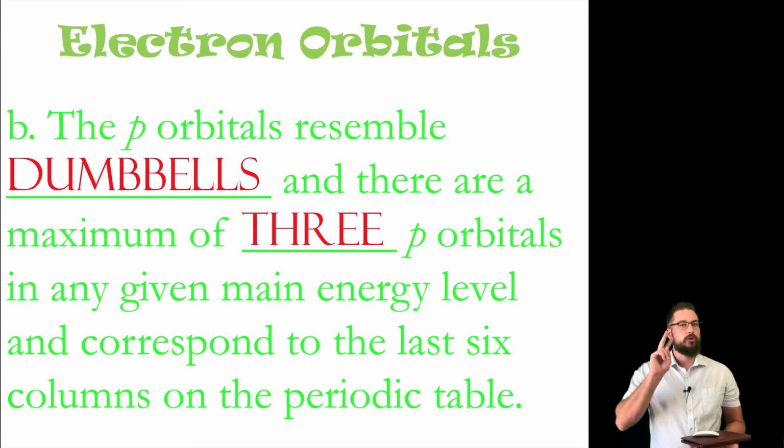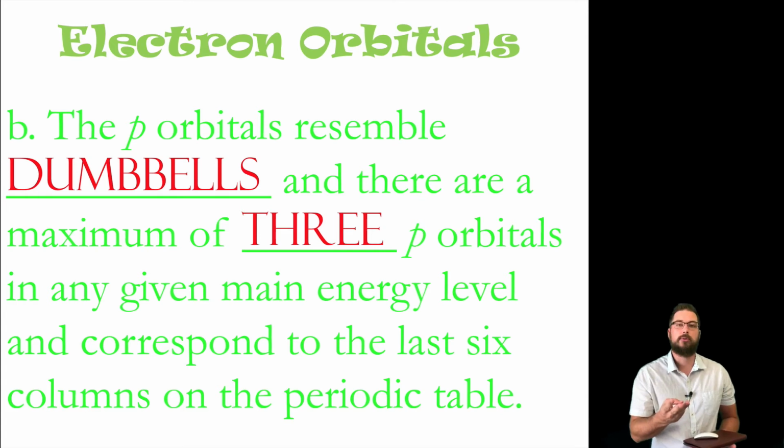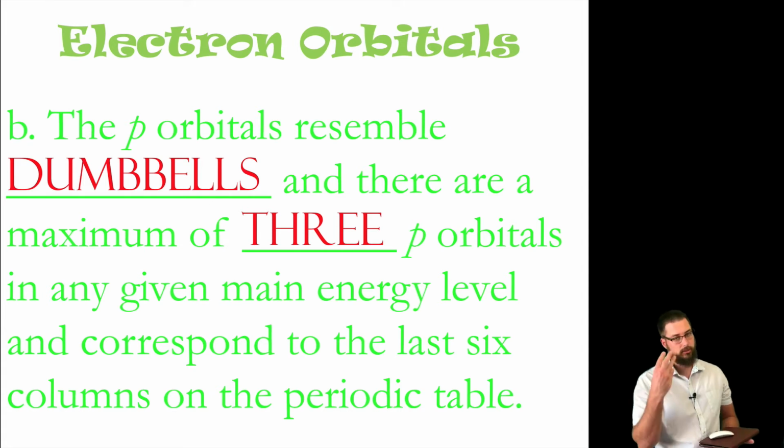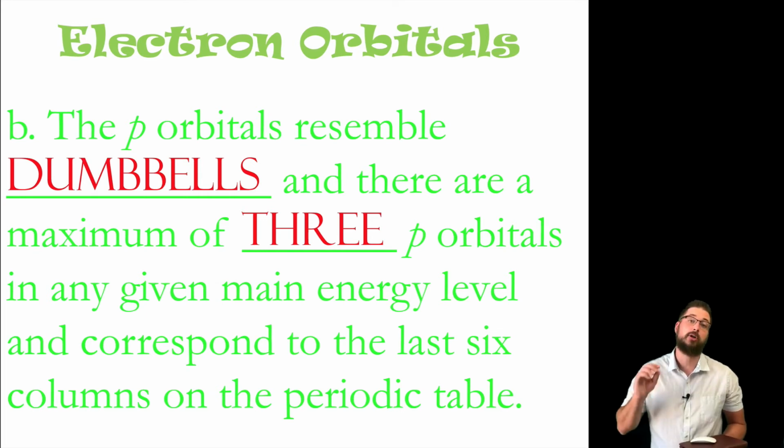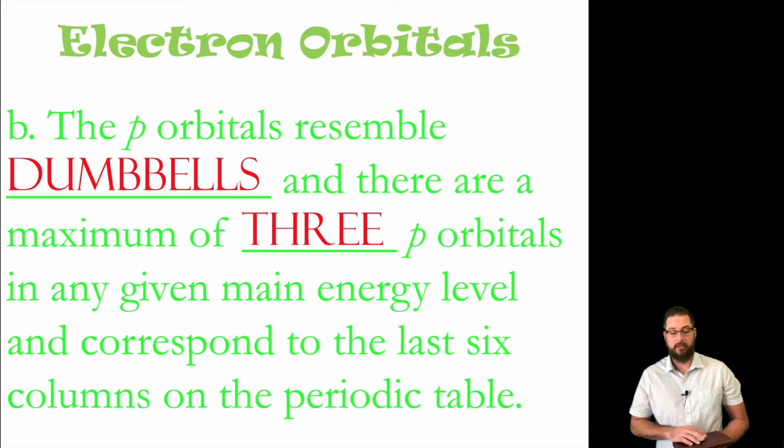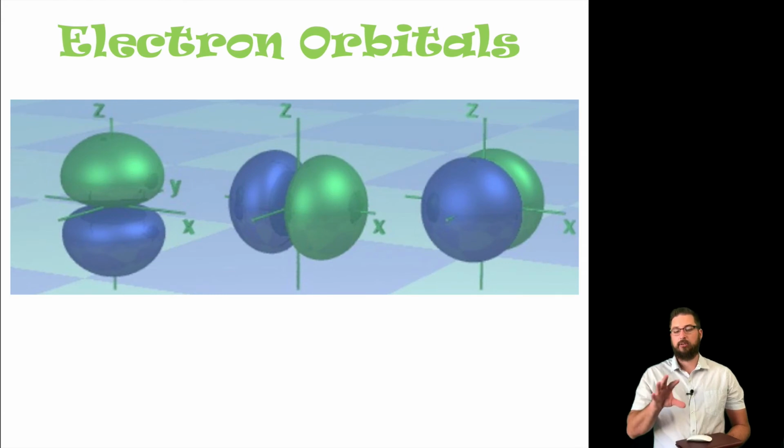So if there's 2 electrons per orbital, and we have 3 orbitals, how many total electrons can go in the p orbitals? The answer is 6. Because again, there's 3 orbitals, 2 electrons per orbital, so there's a total of 6 electrons that can go in the p orbitals. And so let's go ahead and take a look here. These are the 3 different orbitals that the p orbitals have, and again, they look like dumbbells or peanuts or whatever you want.